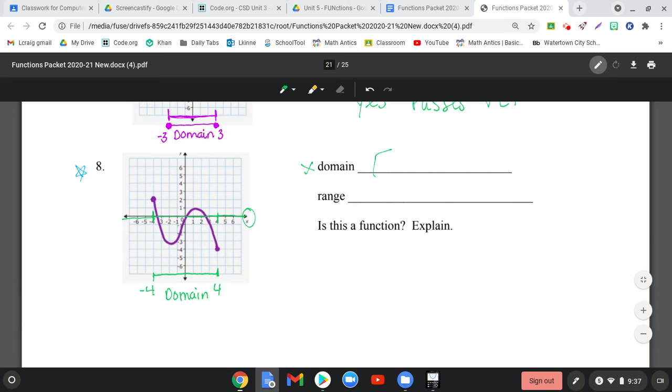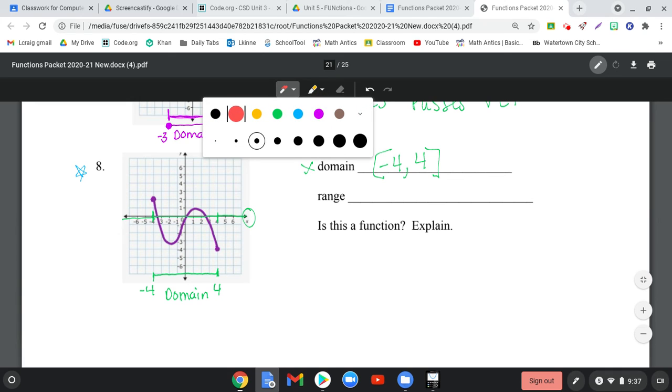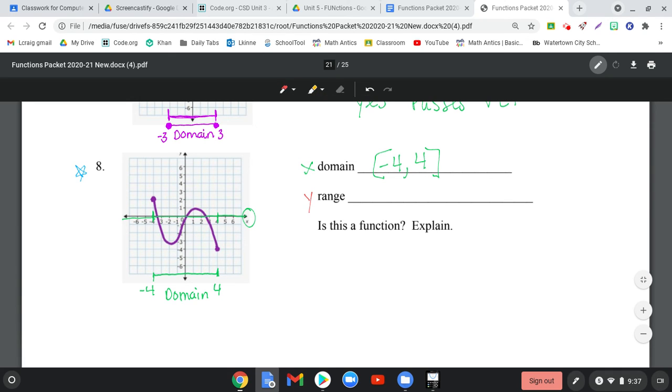And please get this down. You're going to have these same things on your quizzes and things. All right, so -4 to 4, I used brackets because they're closed circles. They're included. All right, now our range, remember, is your y values. So the lowest point it gets to is down here at -4. Again, that's your min, right? And the highest point it gets to up here is your max. Looks like it gets up to 2.